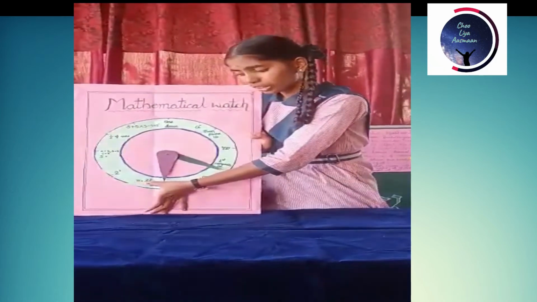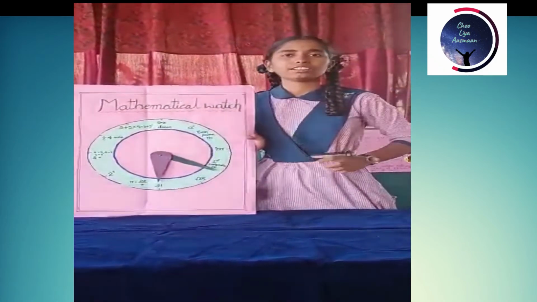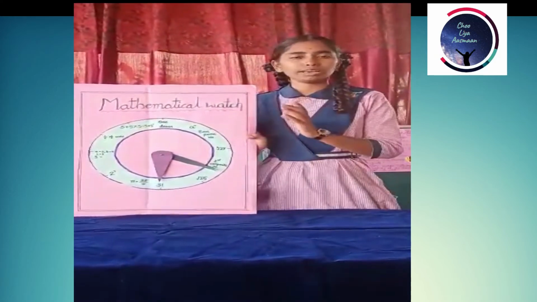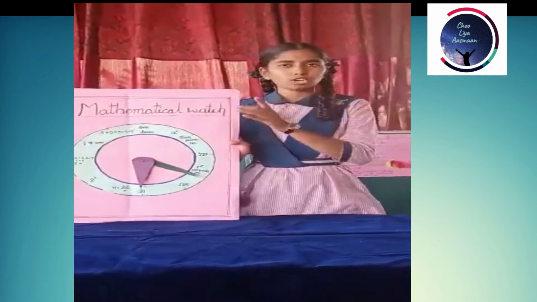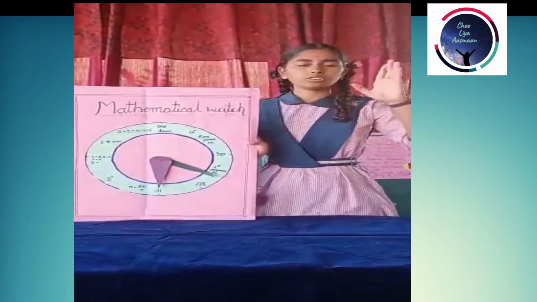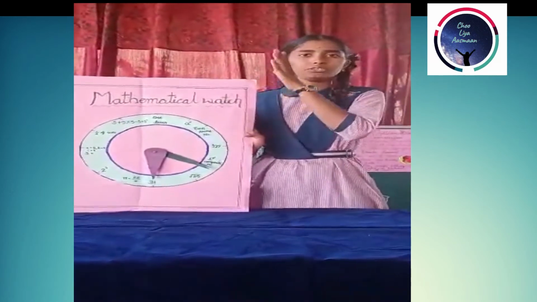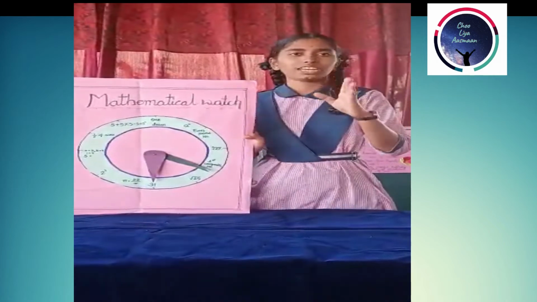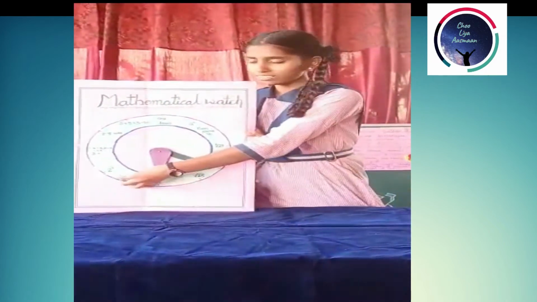Pi equal to 22 by x. We all know that the value of pi in fraction form is 22 by 7. So 22 by 7 is equal to 22 by x. By cross multiplication, x into 22 is equal to 22 into 7. So x is equal to 22 into 7 by 22, and 22 cancels. So x is equal to 7. So the answer is 7.